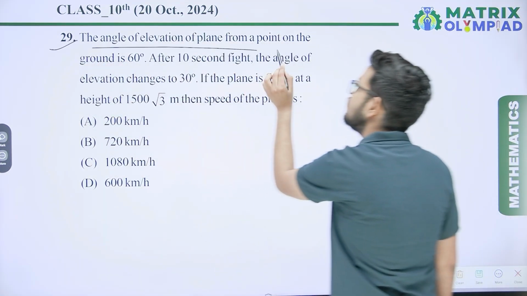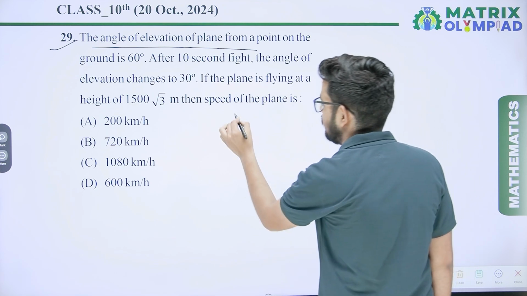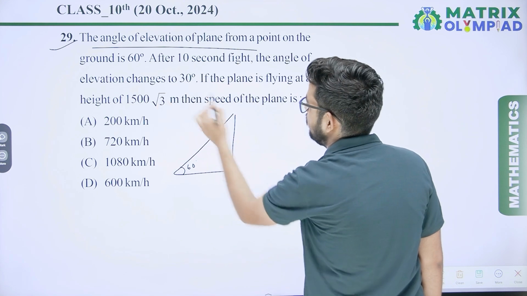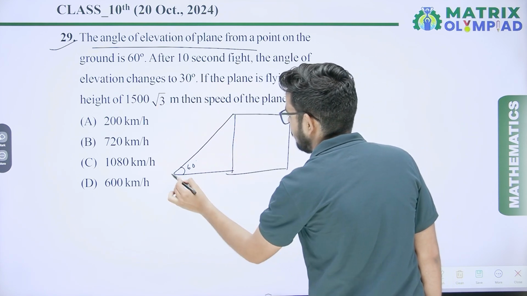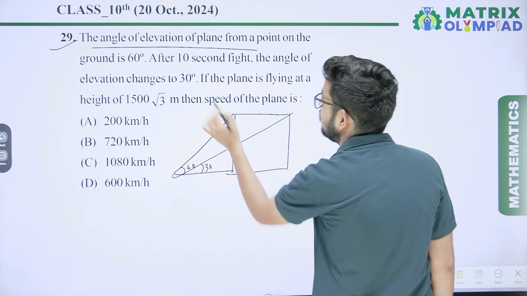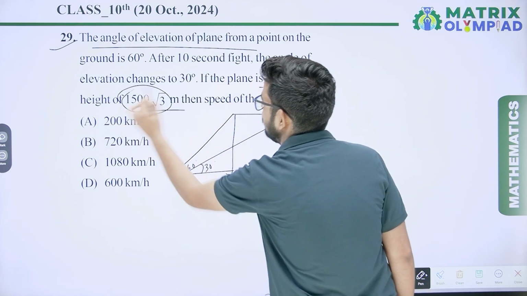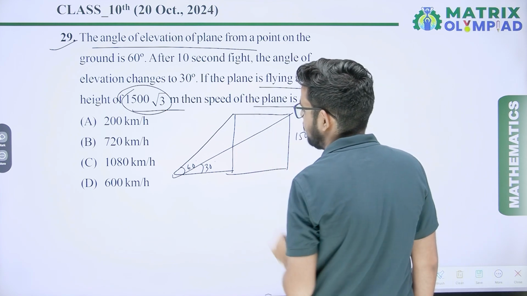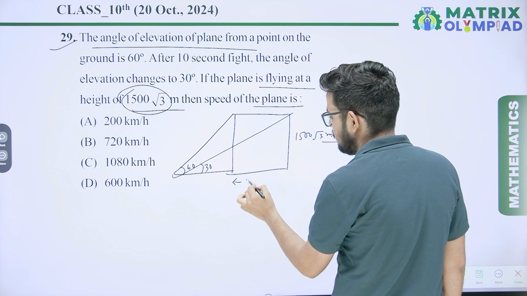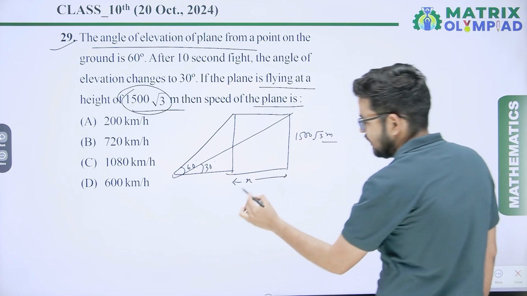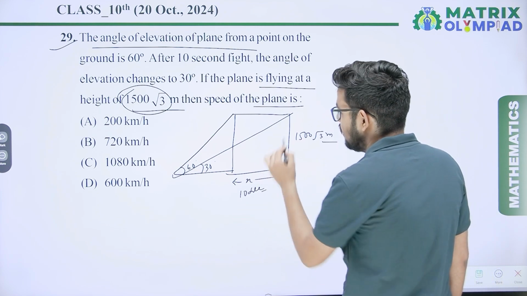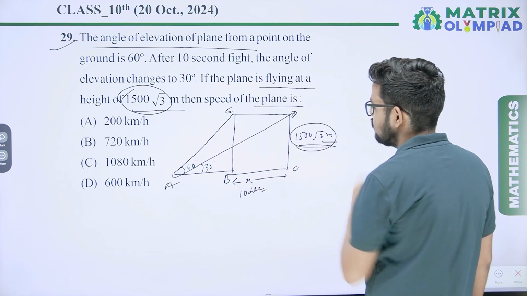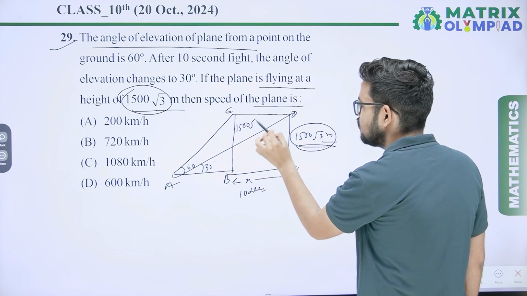Next question. The angle of elevation of the plane from a point on the ground is 60 degrees. After a 10-second flight, the angle of elevation changes to 30 degrees. The plane is flying at a height of 1500 root 3 meter. Then the speed of the plane is... Okay, just assume the distance traveled in 10 seconds is x. So these points are A, B, C, D, E. So this is 1500 root 3, and this will also be 1500 root 3.